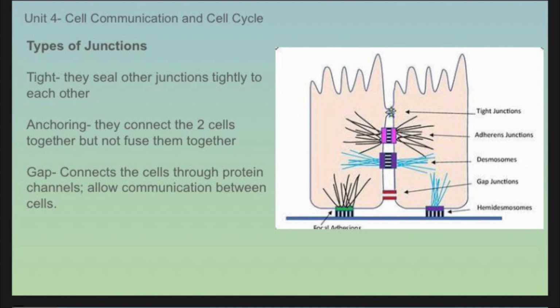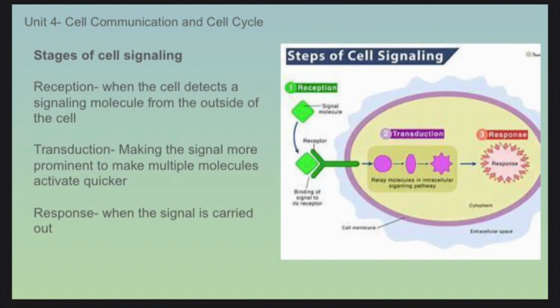Now, let's go to the next slide. Stages of cell signaling. Reception is when the cell detects a signaling molecule from the outside cell. So basically, when something activates it, it'll send a message to the cell. Transduction is making the signal more prominent, like it can amplify it, make it bigger. Now, response is when the signal is carried out, when it's followed through.